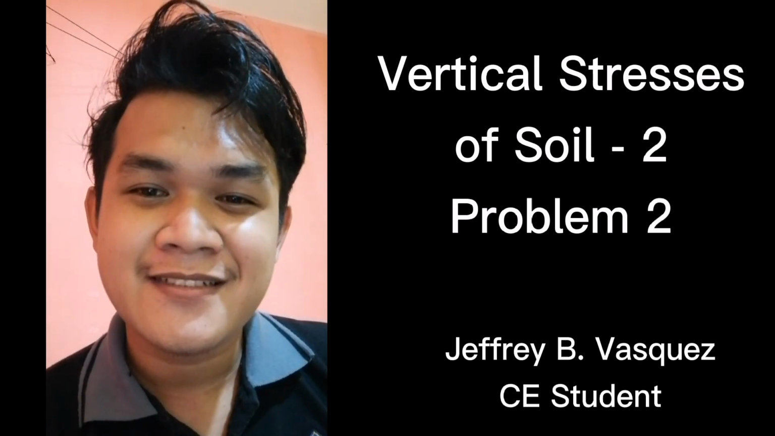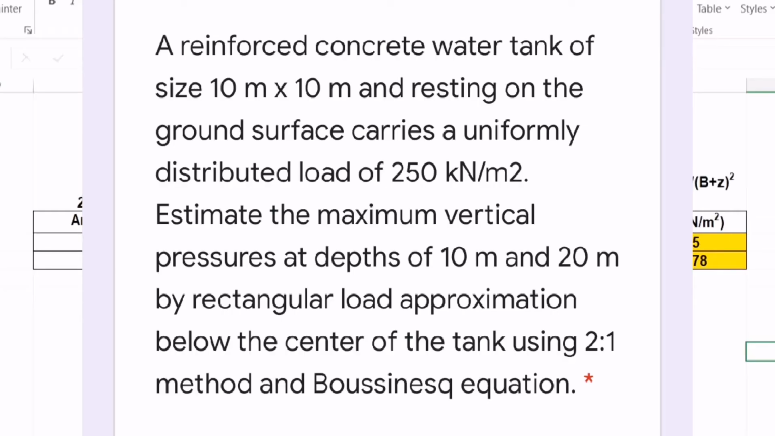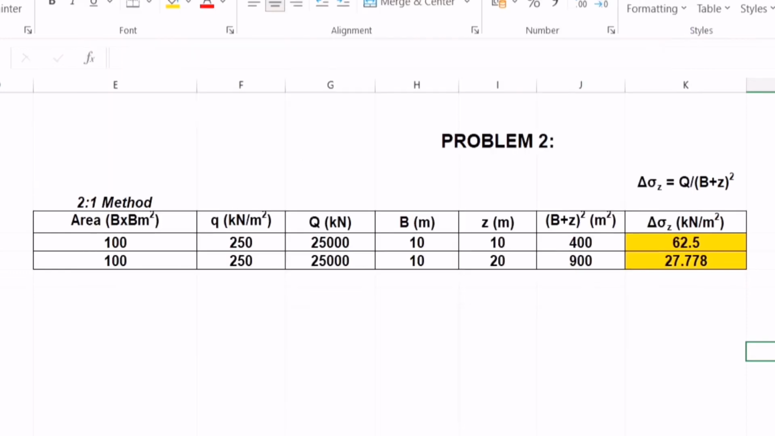Problem number 2. A reinforced concrete water tank of size 10 meters by 10 meters, resting on the ground surface, carries a uniformly distributed load of 250 kN per square meter. Estimate the maximum vertical pressures at depths of 10 meters and 20 meters by rectangular load approximation below the center of the tank using the 2:1 method and the Boussinesq equation. Now let's start with the 2:1 method.